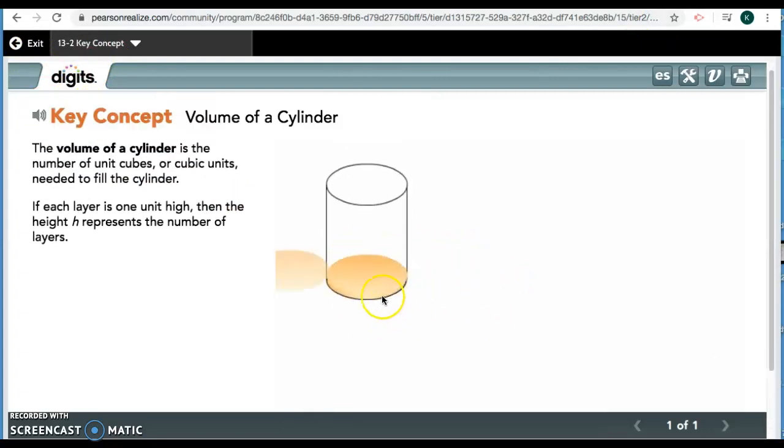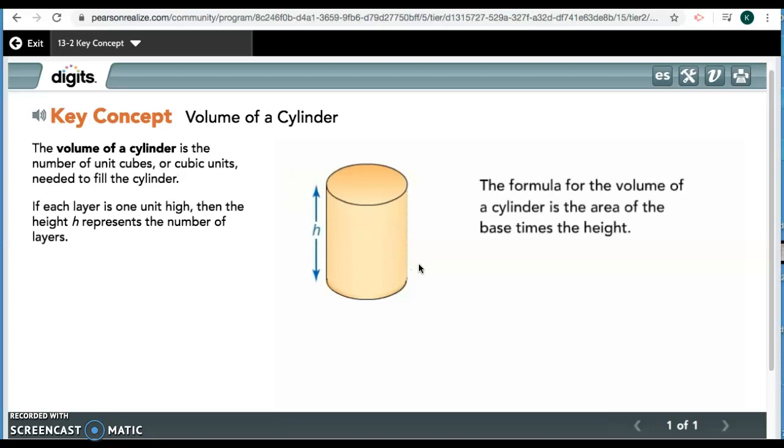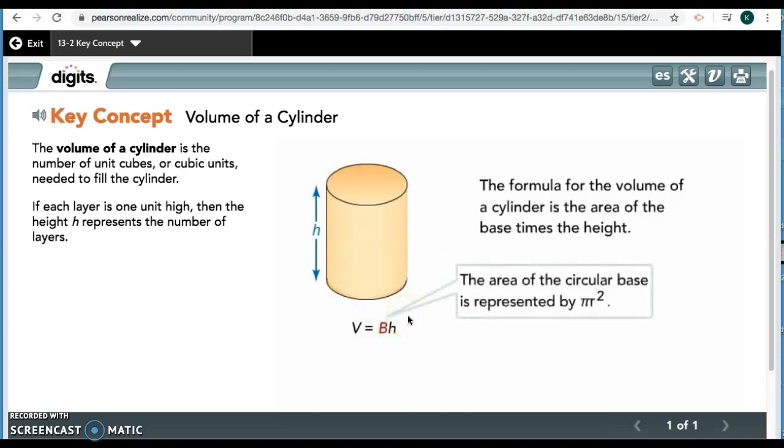Here is our cylinder. There's our circles, and you want to think of them as sort of stacking up on top of each other. We're filling up this cylinder with the height. The formula for the volume of a cylinder is the area of the base times the height, or V equals B times H. The area of the circular base is pi times radius squared. Substituting pi times radius squared for B, you can write the formula for volume of a cylinder as pi times radius squared times height. The volume of a cylinder is represented by pi times radius squared times height.